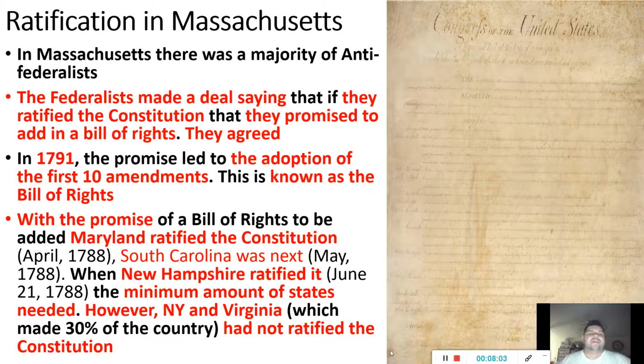So here's the thing. Massachusetts was very much Anti-Federalist because, again, they were against slavery. Huge. I mean, really, really against slavery. Now, the Federalists in Massachusetts were like, okay, how about this? Let's make a deal. Let's say you ratify the Constitution and we promise we'll add a Bill of Rights to it. It was that promise that basically made them go, okay.